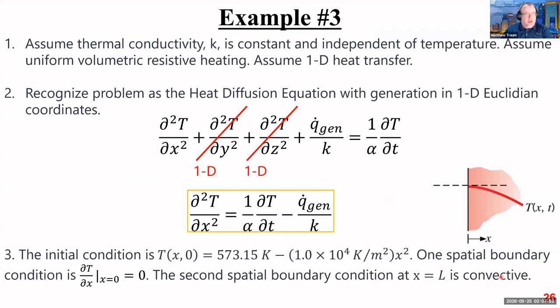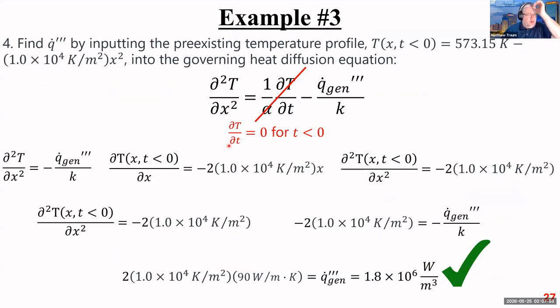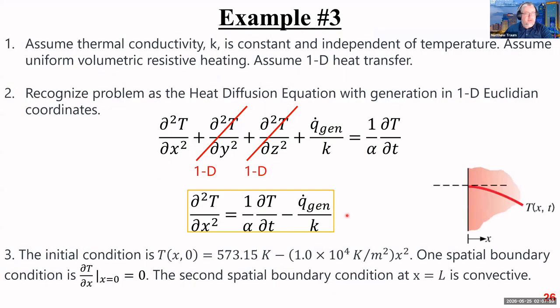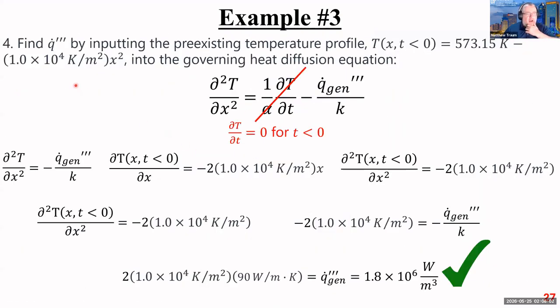Okay, so we're looking for, let's go back, Q triple prime associated with the initial conditions. So find Q triple prime by inputting the pre-existing temperature profile, here is that temperature profile, which is given to us, into the governing heat transfer equation. Let me see, what did I do here? Inputting the pre-existing temperature profile. Okay.